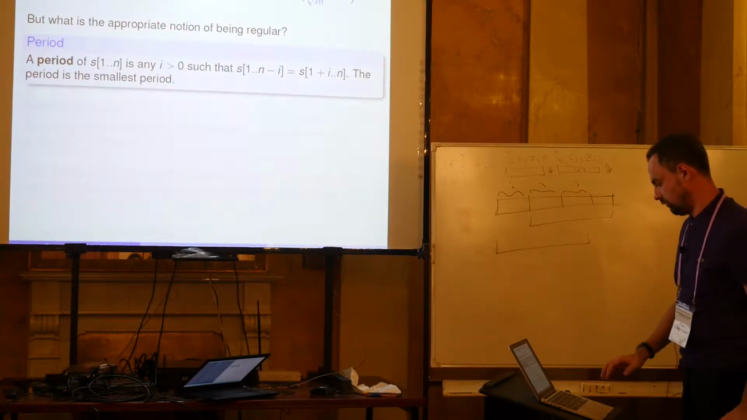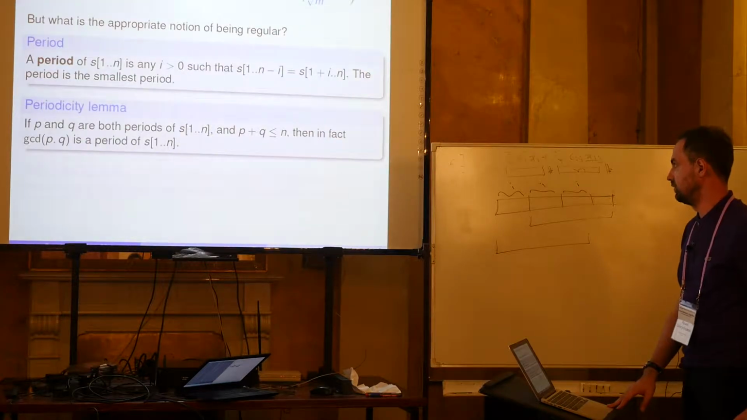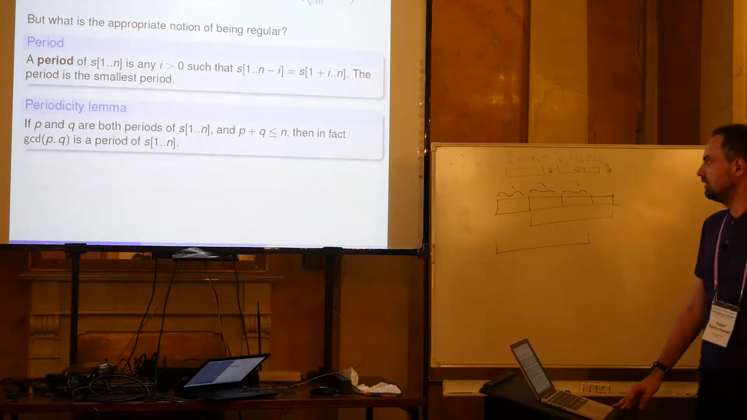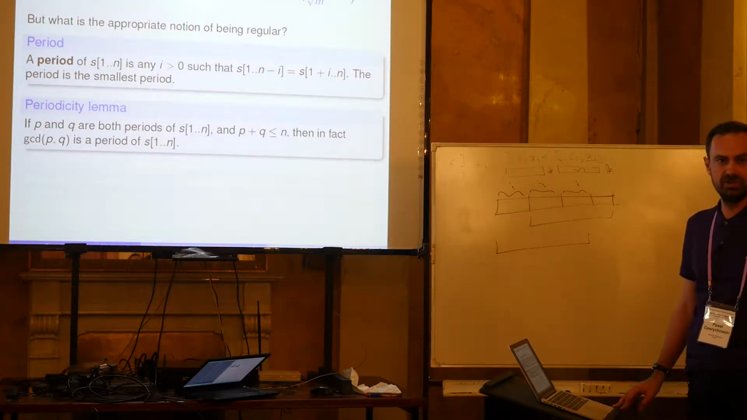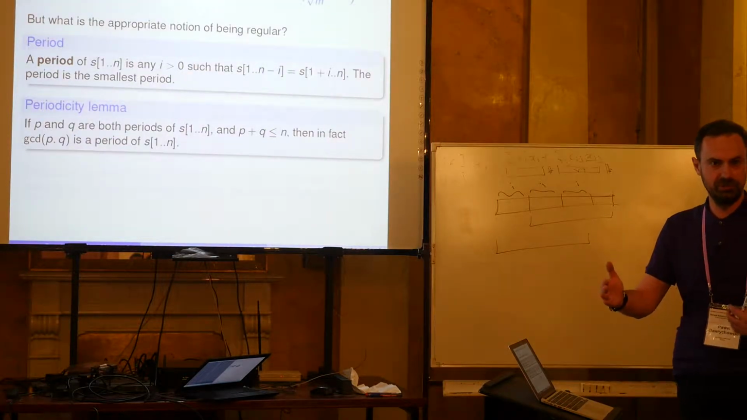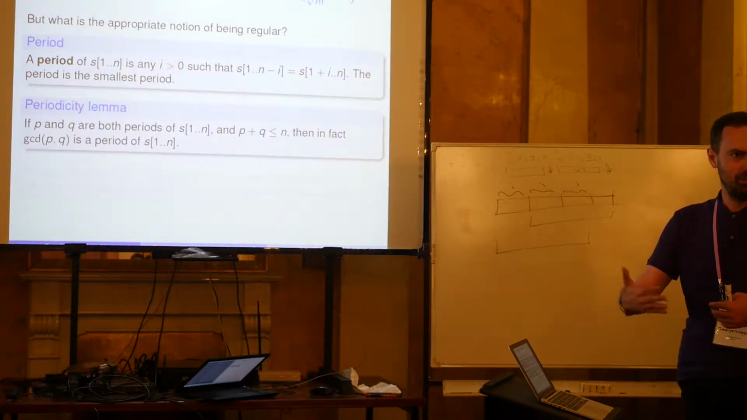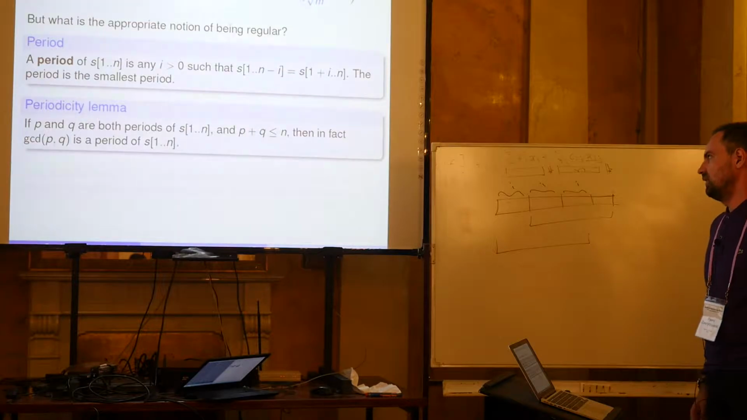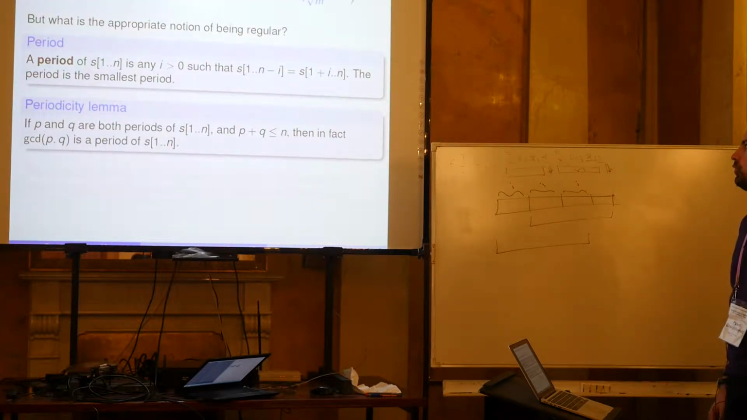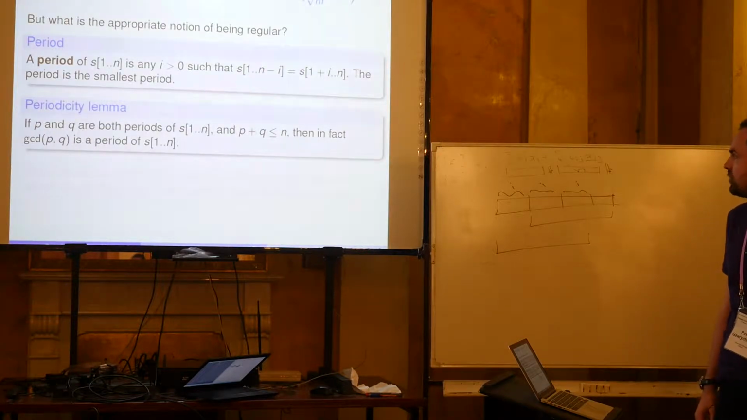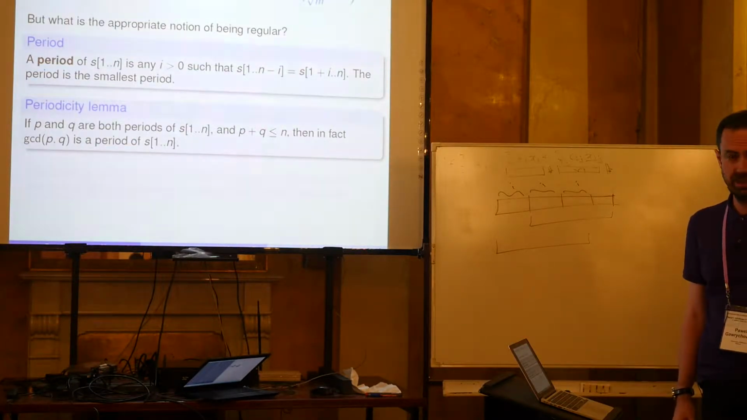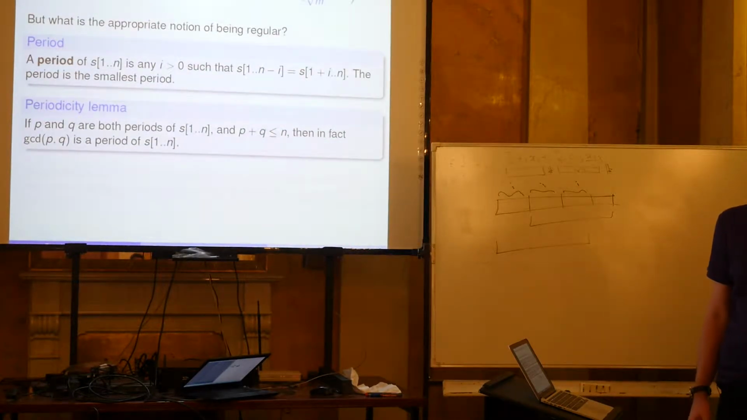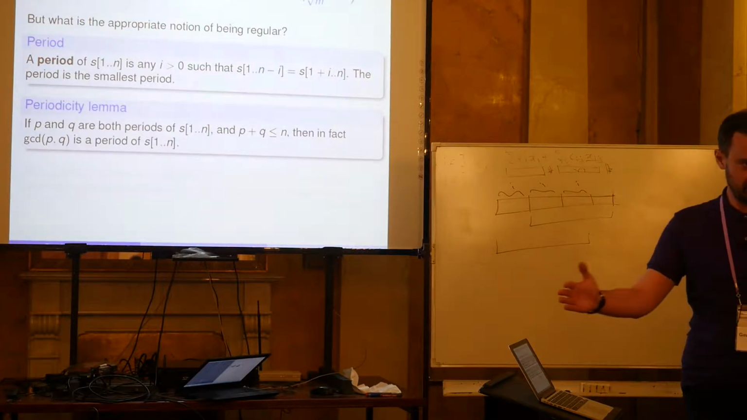I will not use it, but I will show you just one lemma. If you read any paper on periods, they use this lemma. It's called the periodicity lemma. The period is the smallest non-zero value of I, because you could have many periods. If you think about the string AAAA, the periods are 1, 2, 3, up to the length, so you want the smallest one. And there's this easy lemma that when you have two periods, P and Q, of the same string, and if P plus Q is at most n, then the greatest common divisor of P and Q is also a period.